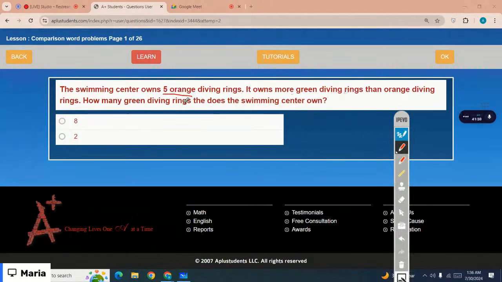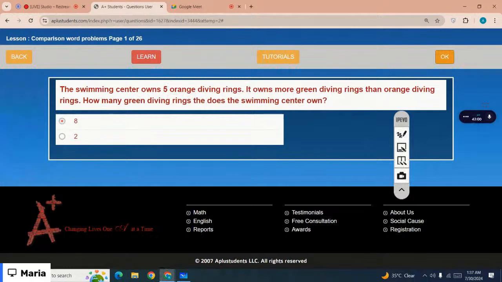So five orange rings, and green rings are more than orange rings, right? So it must be eight, because two is not more than five, but eight is more than five. The correct option is eight. Got it? Green diving rings must be more than orange diving rings. So the correct option is eight.